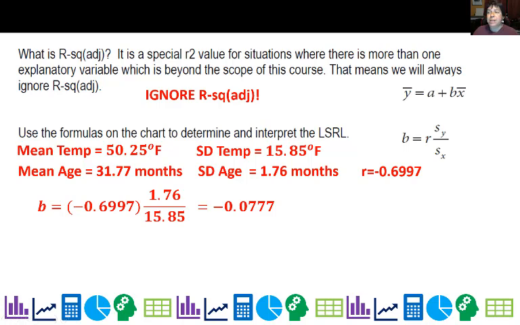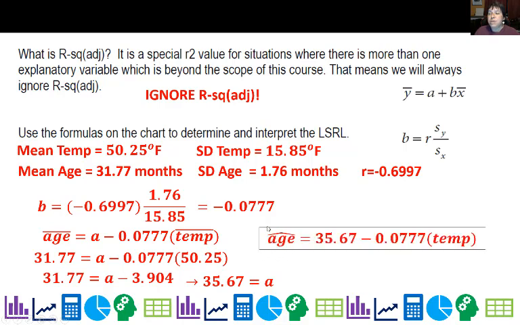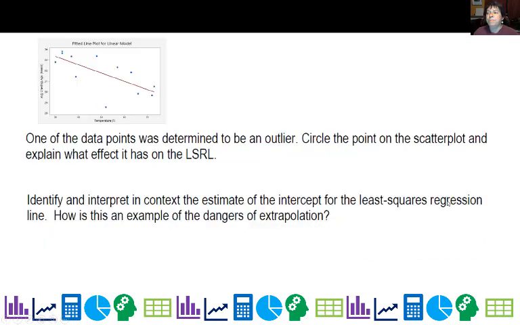Then we can determine what a is. I'm going to take this equation and substitute. Average age equals a minus, there's my new slope, times average temp. Substituting in the averages and solving for a, I get 35.67 for my y-intercept. So my new equation is predicted age equals my y-intercept minus, because it's a negative r and a negative slope, 0.0777 times temperature. Notice the hat is only on the age, not the temperature. That's because age is the predicted value and temperature is the explanatory variable.